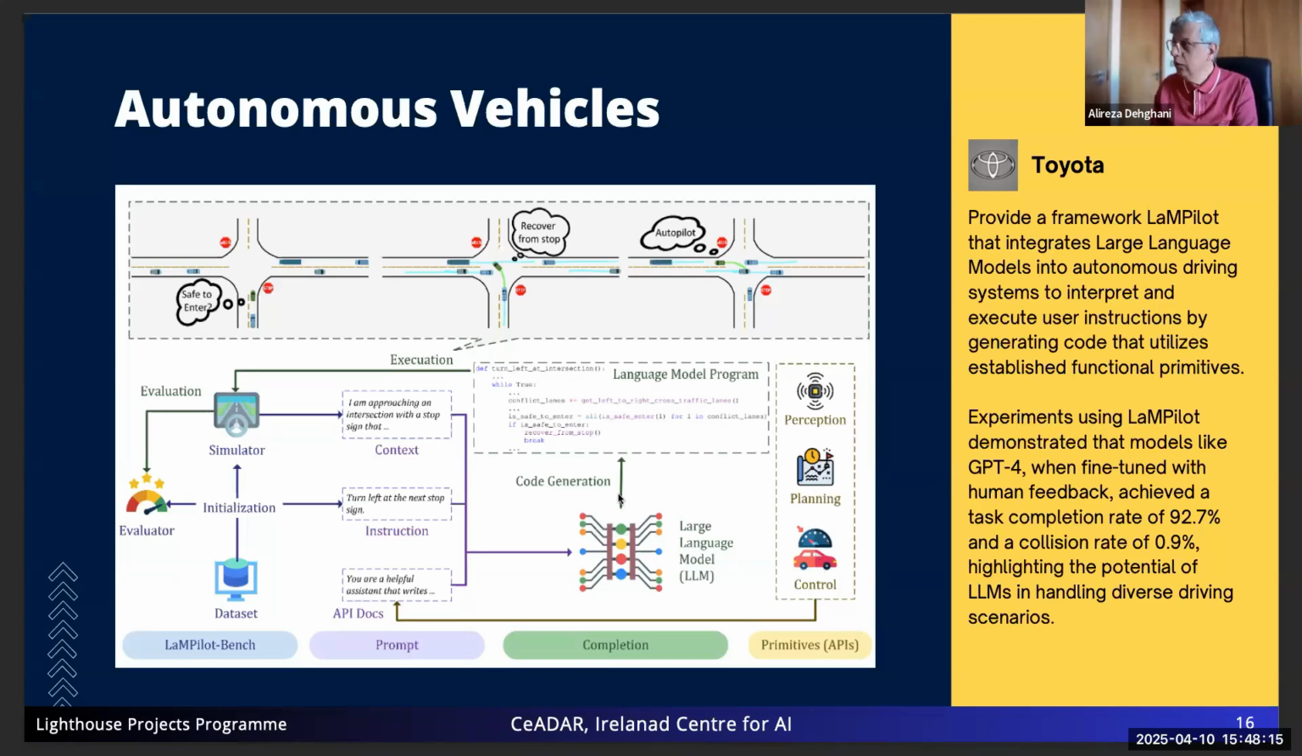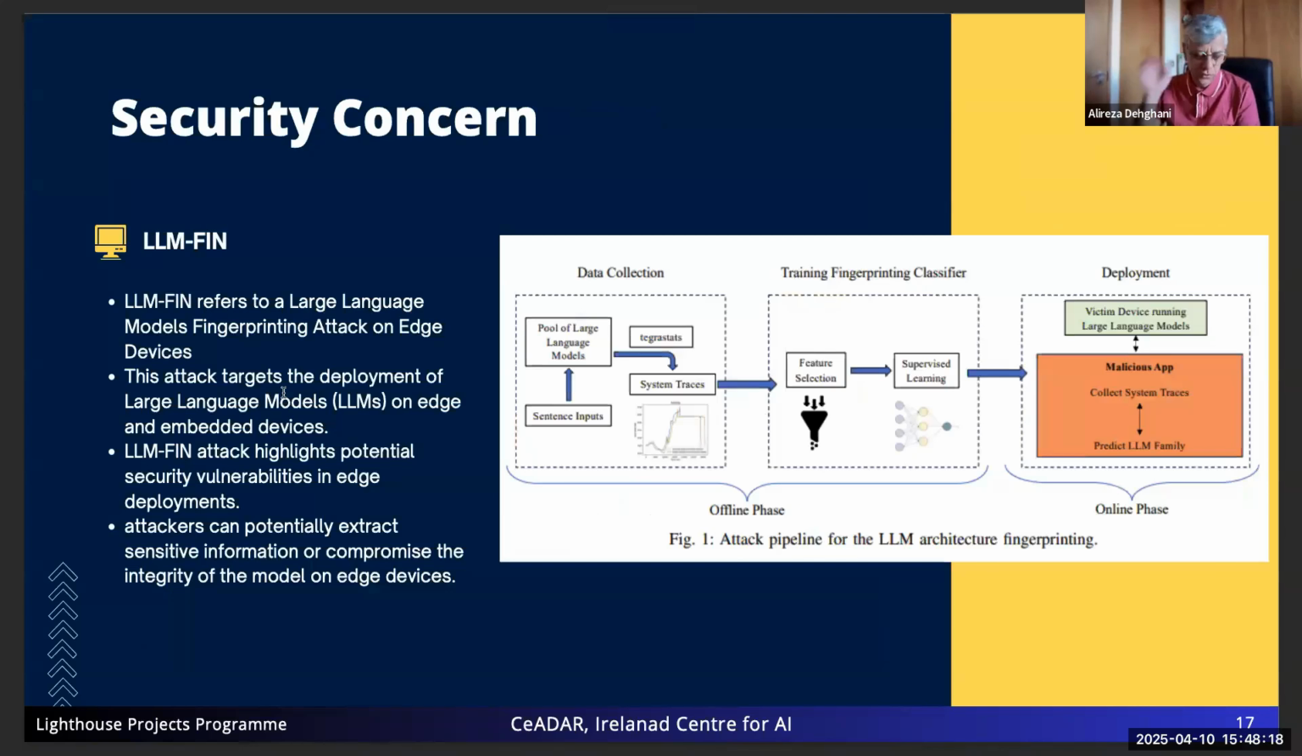Good. So let's see what we have next. Wow. This one is the security one. So let's leave the automotive industry and have a look at an area which is really interesting, particularly for security people, but also for everybody.